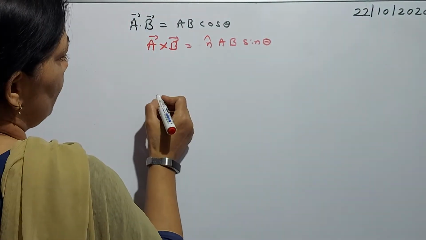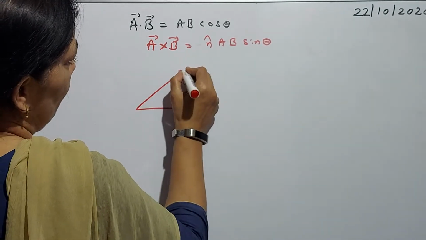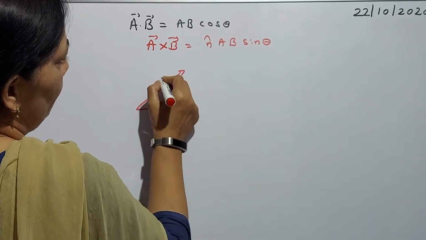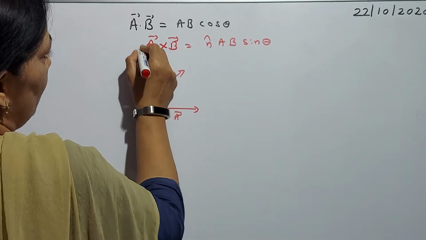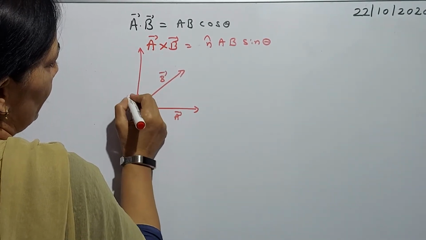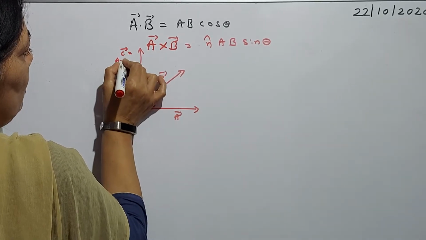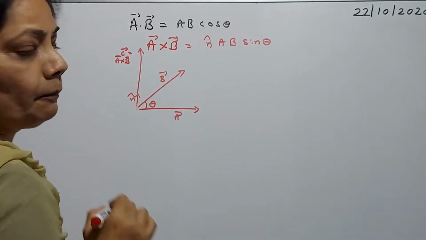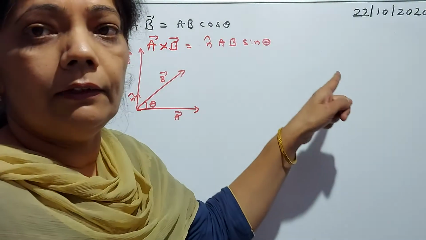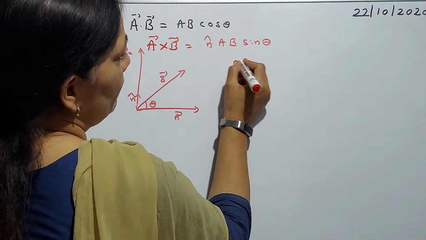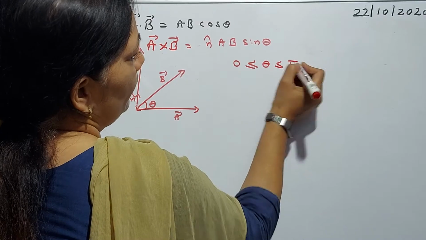We did mention that suppose we have one vector like this, the other vector like this, vector A, vector B, angle between them is theta, then this is n cap unit vector, and this gives me vector C is equal to A cross B, correct? A simple logic. So sine theta, what is theta lies between? Theta lies between 0 less than or equal to theta less than or equal to pi, correct?